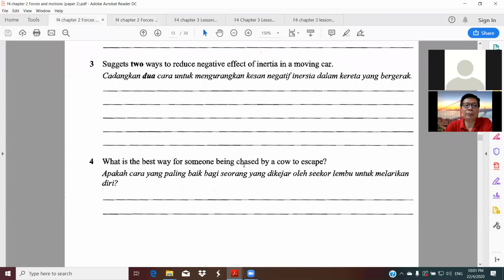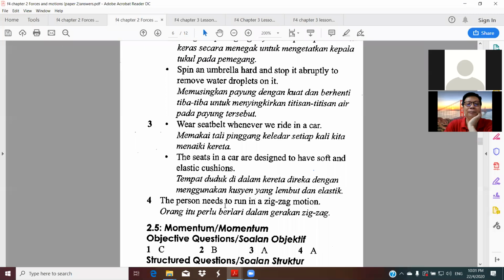Okay, last one: what is the best way for someone being chased by a cow to escape? Caleb, do you understand? Can you answer, Caleb? When you are chased by the cow, how do you escape? Caleb? What is the best way of someone being chased by the cow to escape? Run in a zigzag motion. Yes, correct. Very good answer. You need to run in a zigzag motion. That's it.